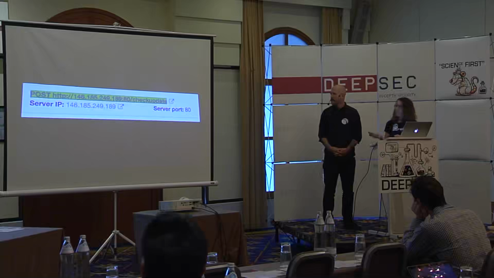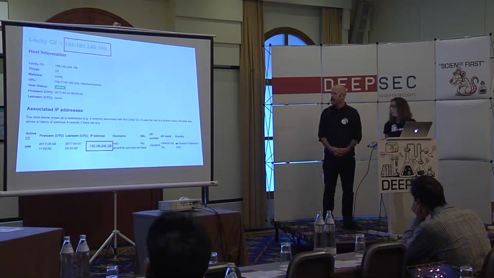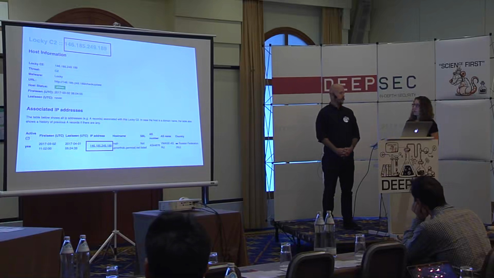So now that we have that IP address that we believe to be the command and control server, we can search the internet for some open source intelligence. So this is from abuse.ch. They've also seen this IP address related to Locky and as a C2.